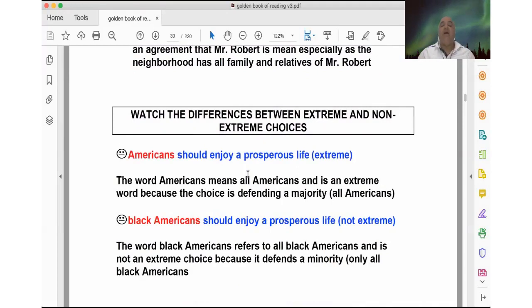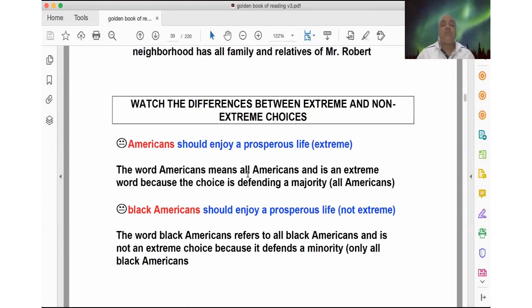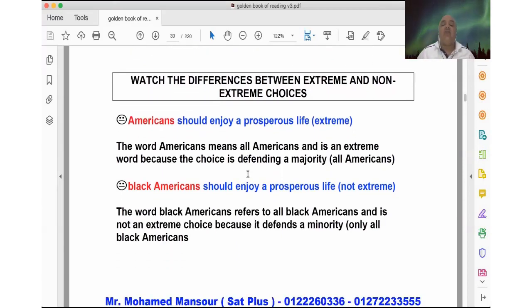By the way, it is not necessary for a choice to be extreme or not extreme if it does have or doesn't have any of the above words. Look at these two choices. Americans should enjoy a prosperous life. It's extreme because the word Americans means all Americans, everybody living in America, and it's an extreme word. The choice is defending a majority, all Americans.